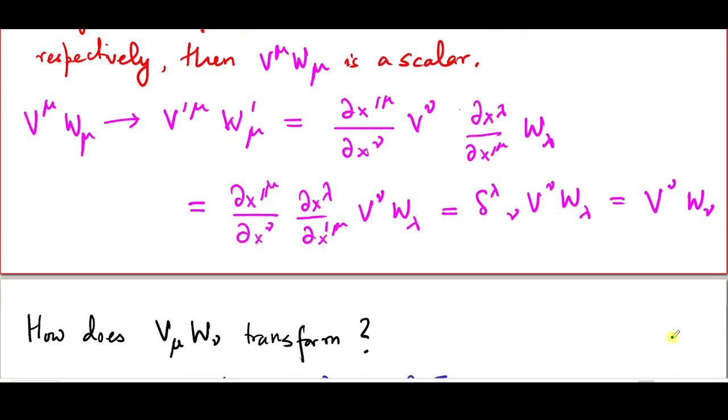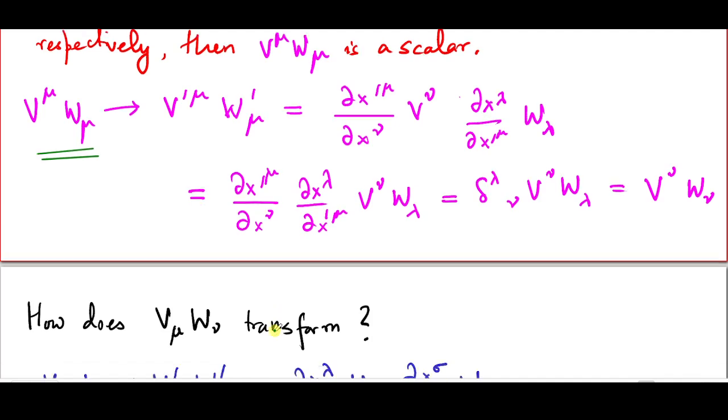Now, how would V lower mu W lower nu transform? Notice that unlike this, in which there is really no index, the index that you see here is a dummy index. So this has no free indices, and you cannot talk about its components. This is just one single number. But unlike that, V lower mu W lower nu actually has two indices mu and nu. And so this is really not one number, but a collection of d squared numbers. Now how would this transform when you were to do a coordinate transformation?